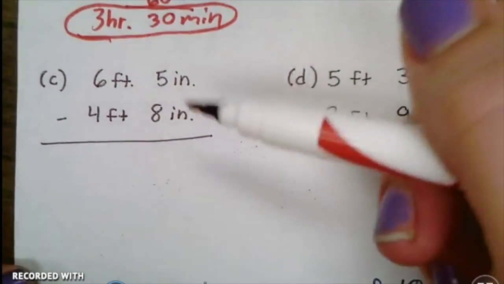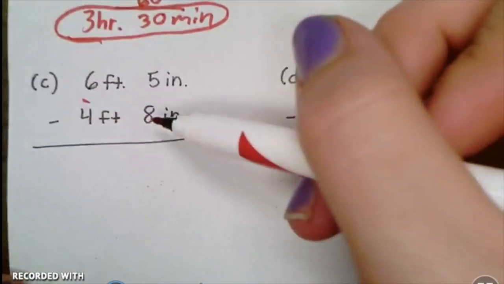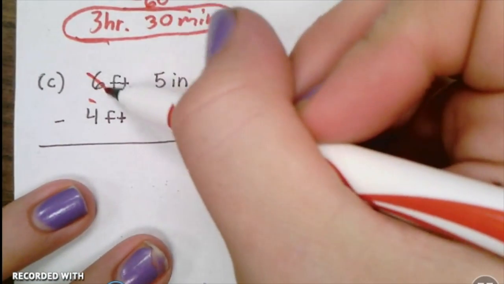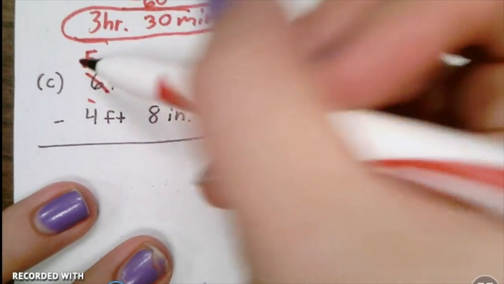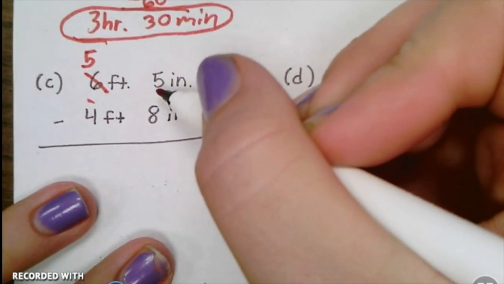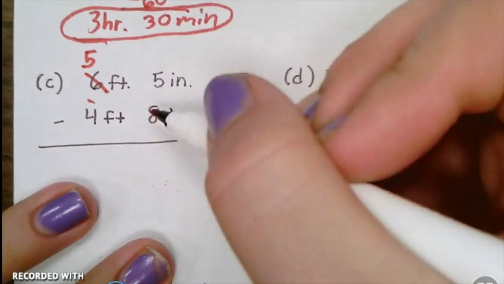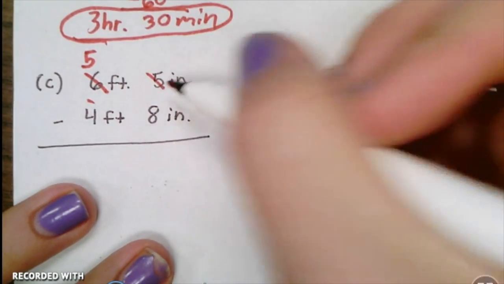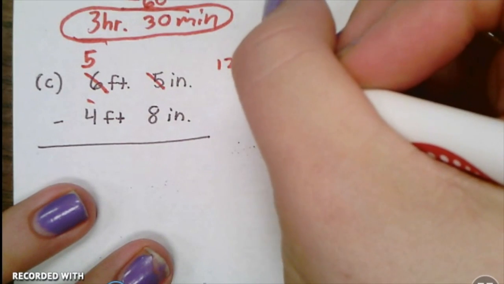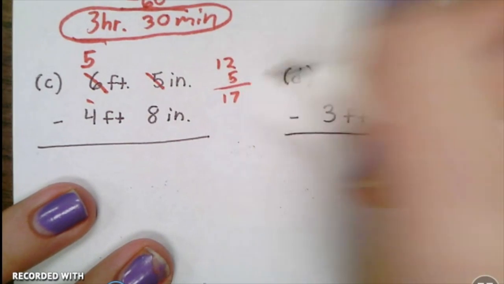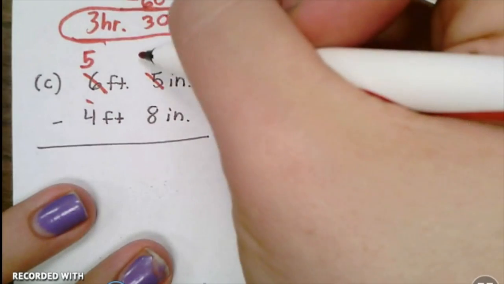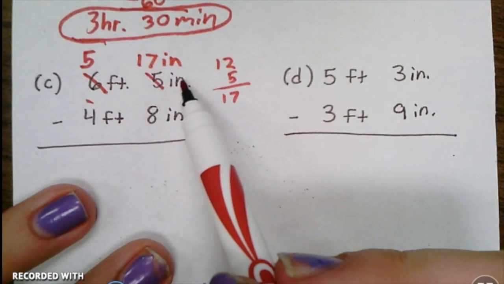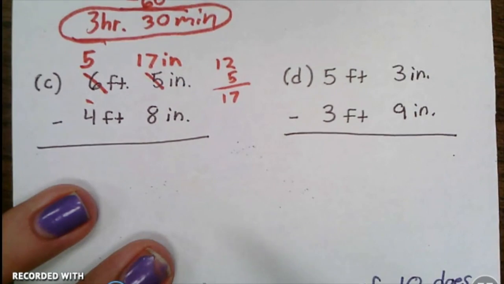All right, well here I can't do 5 minus 8, so I'm going to need to steal a foot over here. Instead of 6 feet, I'm going to have 5 feet. And now I'm going to need to add how many inches is a foot? 12. I'm going to need to add 12 to this 5. So the 5 inches is going to become instead 12 plus 5, which is 17. So now I have 5 feet 17 inches minus 4 feet 8 inches.